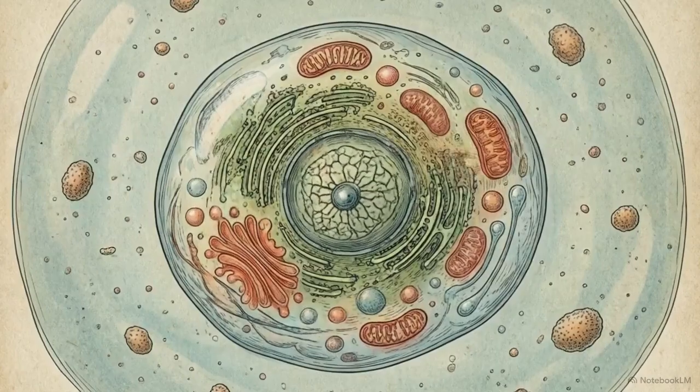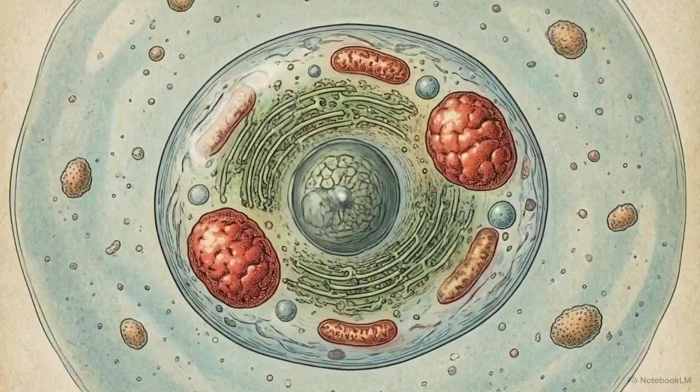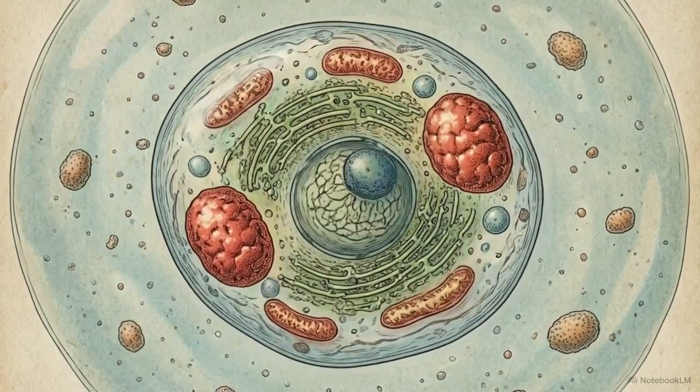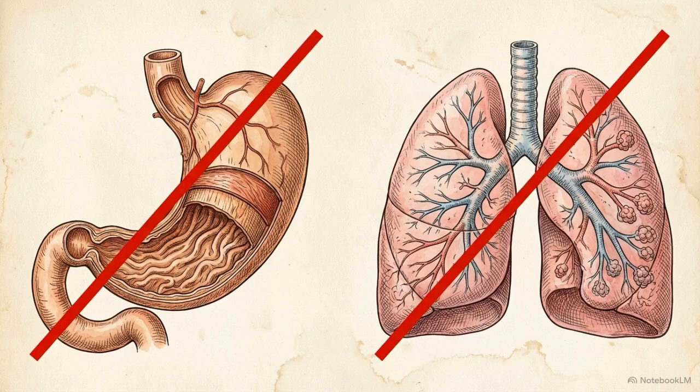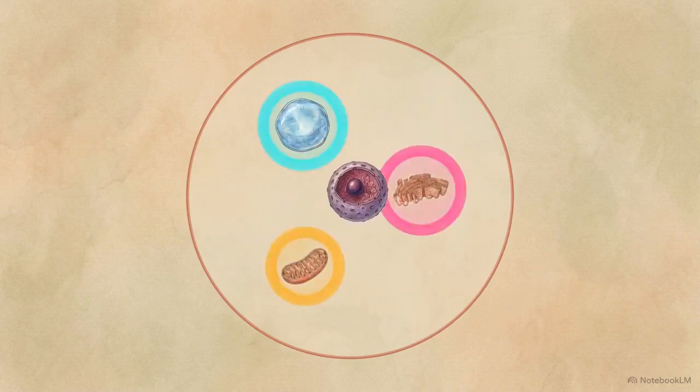But this raises a question. If a single microscopic cell is a living unit all on its own, how does it actually survive? It doesn't have a stomach to digest food or lungs to breathe. Instead, it relies on a strict internal division of labor.